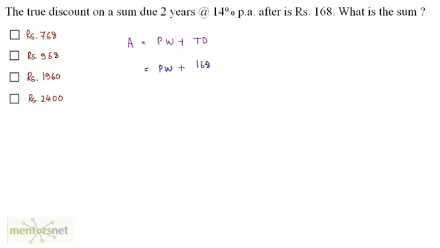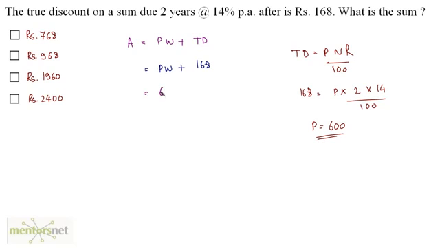And how do you get the principal worth or the present worth? Well, from the formula of true discount, true discount is equal to PNR upon 100, and 168, which is the true discount, is equal to P into N, which is 2 years, times R, which is 14 by 100. When you solve this, you'll get the value of P as 600. So P is 600 rupees. That means the present worth of this item is 600.